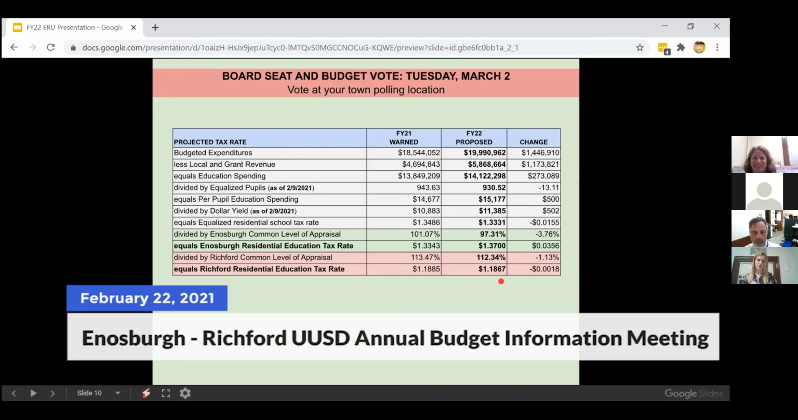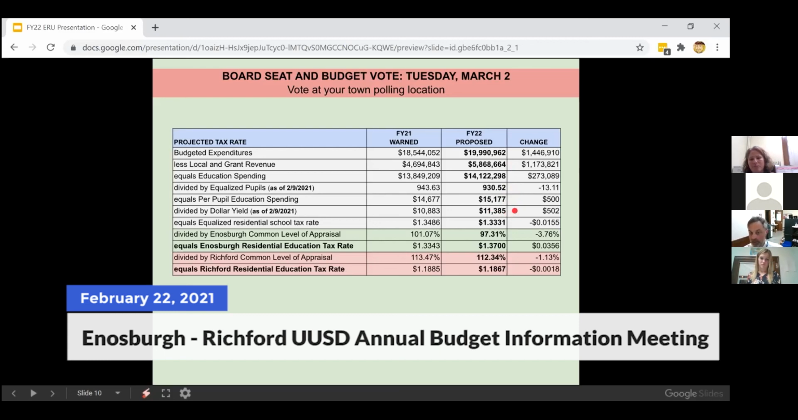That was a lot. While we're waiting for that, I want to point out two things in terms of differences in the flyer that we mailed out as compared to what's in your town books. Again, as Polly said, this 19,990,962 is the number that you are voting on town meeting day. That's really the only solid number here. The equalized pupil number is one that moves throughout the spring. We think this is probably as close to final as we're going to see, but it is a little bit lower than the number that was projected when we printed your town books. And so the per pupil ed spending is a little bit different than what you saw in your town books.